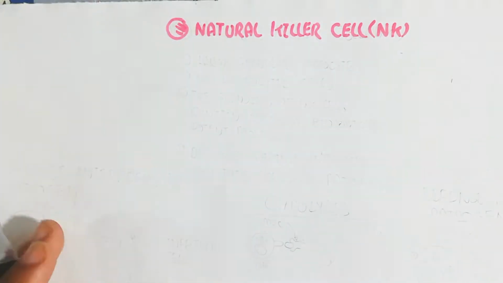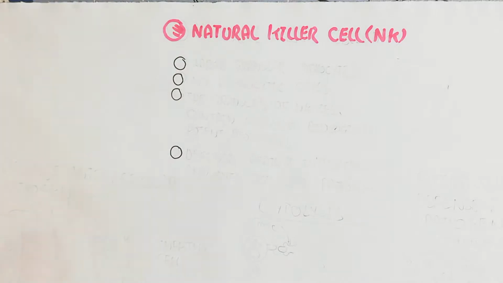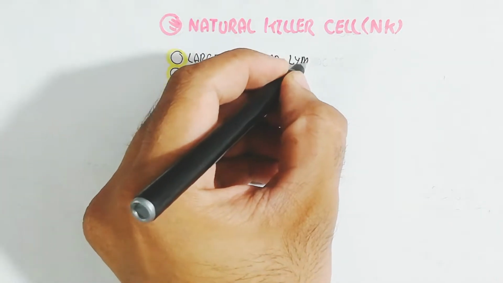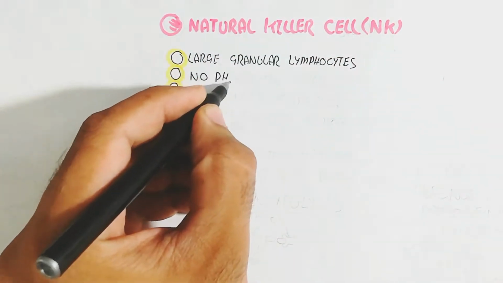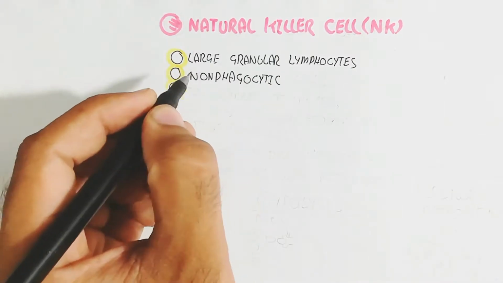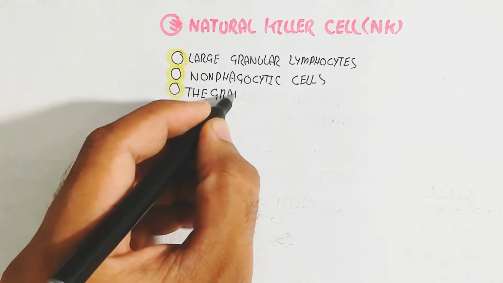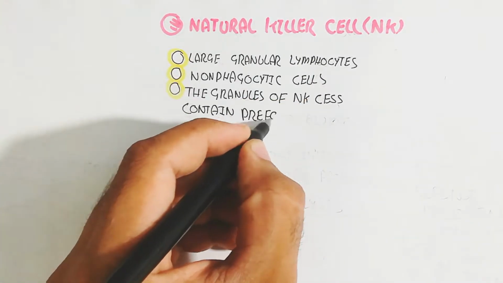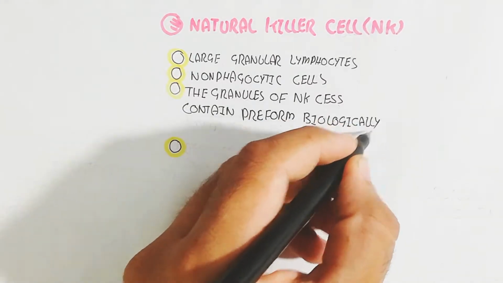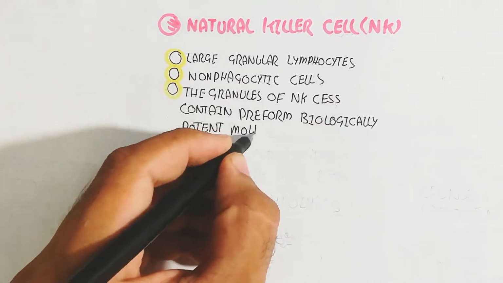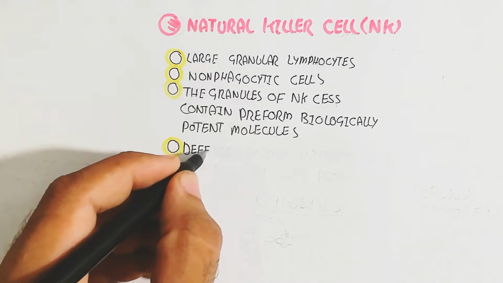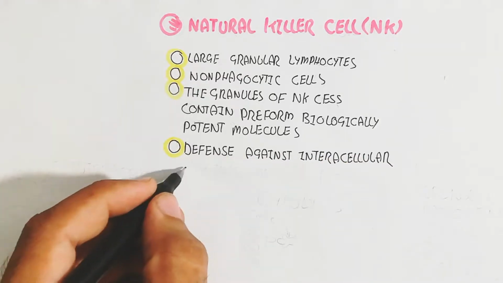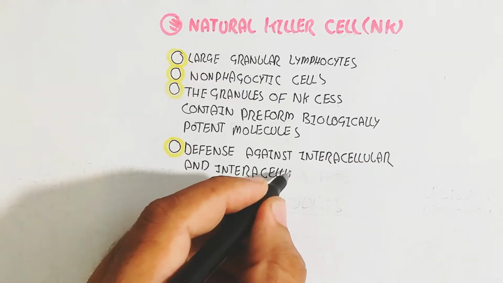Natural killer cells are large granular lymphocytes, making up about 1% of the lymphocytes present in the blood circulatory system. They are non-phagocytic cells, so they do not endocytose other things. The granules of natural killer cells contain perforin and other biologically potent molecules, and they defend against intracellular pathogens. You need to understand what intracellular pathogens are.